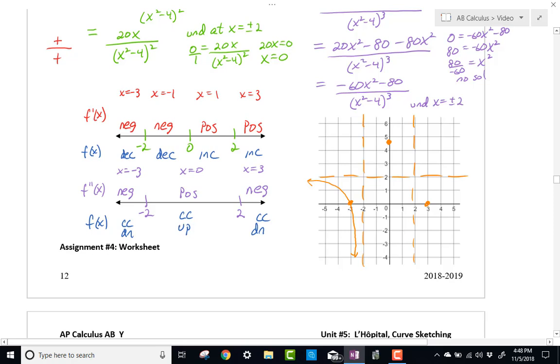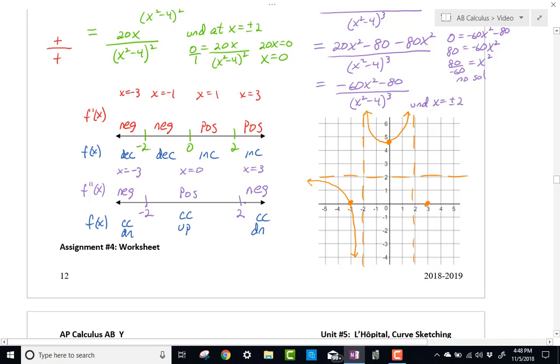And then from negative 2 to 0, we're decreasing. But then from 0 to 2, we're increasing. So in between the two asymptotes, I'm decreasing from negative 2 to 0, and I'm concave up the whole time. So my decrease is going to come from above, concave up, until I hit 0. That was my y-intercept. And then I'm going to increase from 0 to 2, staying concave up. So there's the middle of my graph.